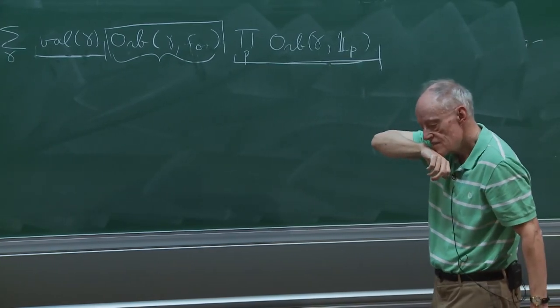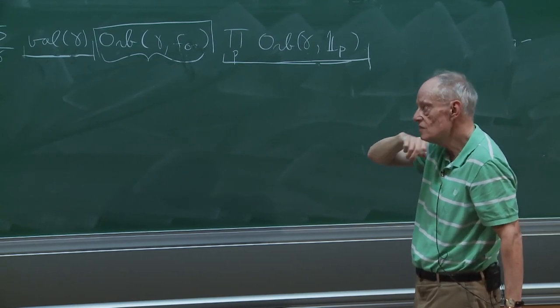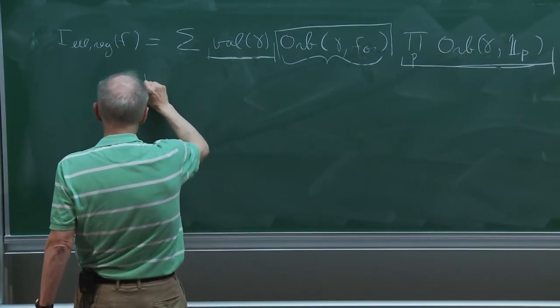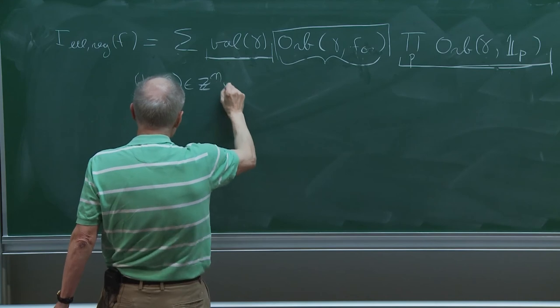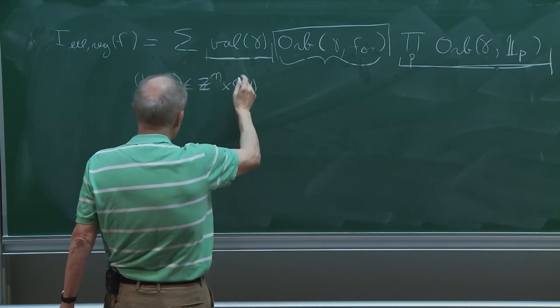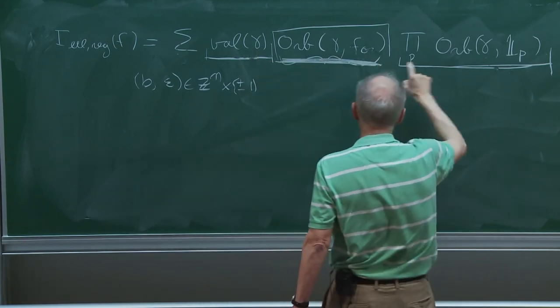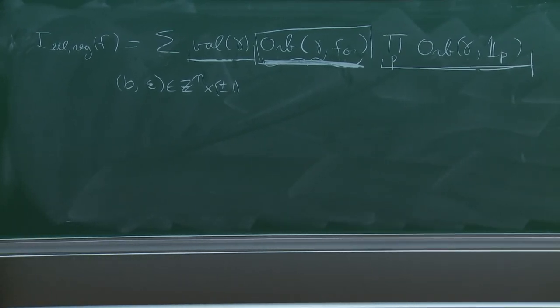So in that context, the question raised by Langlands, Ngo, and Frenkel was this: you're going to have a sum over elements not gamma, but over elements B, epsilon, in Z^n cross plus or minus 1, of a distribution in a variable function f infinity with very simple but difficult coefficients, namely basically the residue of this, or if you prefer, the value at 1 of the quotient of the Yun zeta function by the Riemann zeta function.